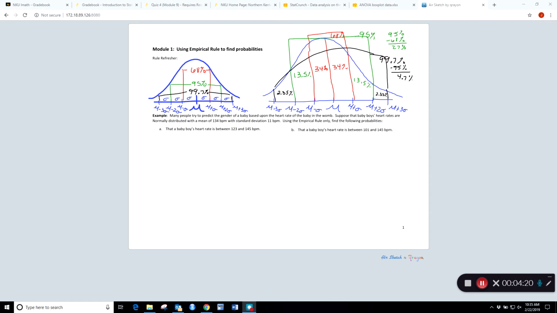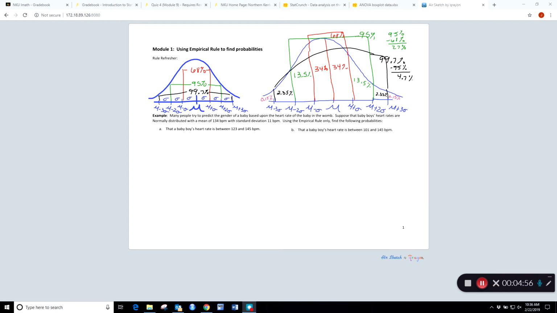The last part we have to worry about are these 2 little extra tails outside that 3rd standard deviation. What I know is my entire picture has to add up to 100%, but we've already put 99.7% on the picture, so I only have 0.3% I can add to either side here. And again, we're going to split up that 0.3%, so there's going to be 0.15% on either side. And now if I add up everything, I get my 100%. So it's just a refresher of the rule.